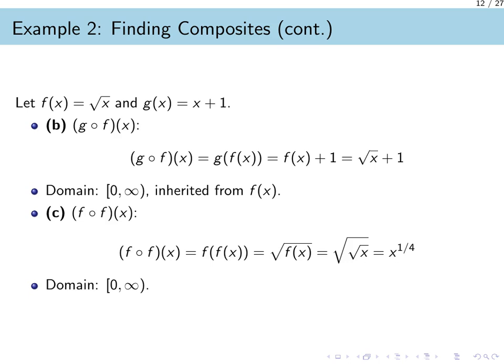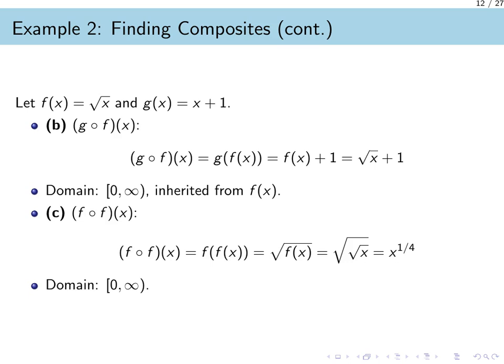First, we will find g composed with f of x, which means we apply f first and then g. The inner function is f of x, or the square root of x, which we substitute into g. Since g of x is x plus 1, our result is the square root of x plus 1. The domain for this new function is from 0 to infinity, which is inherited from the inner function f.